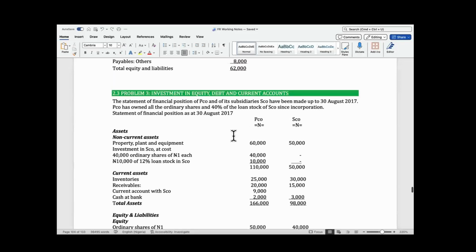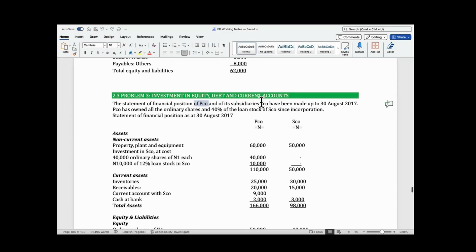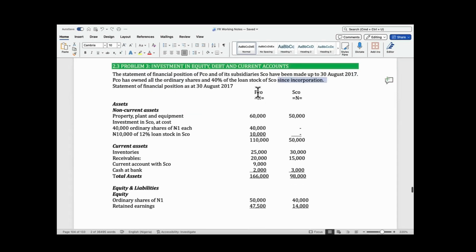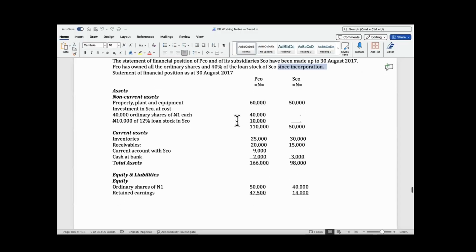All right. Thank you, Shidera. So this one, they give us the statements of financial position of PICO and its subsidiary ESCO, which have been made up in August 2017. We're told that PICO has owned all the ordinary shares and 40% of the loan stock of ESCO since incorporation. So this is the statement of financial position of the individual companies.